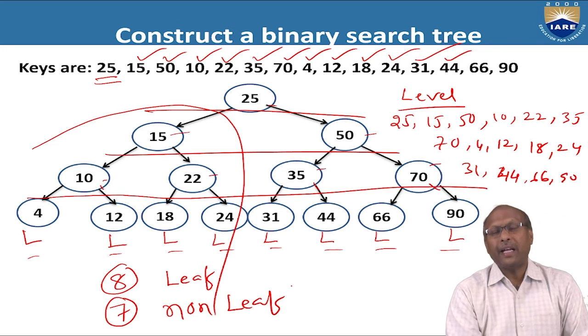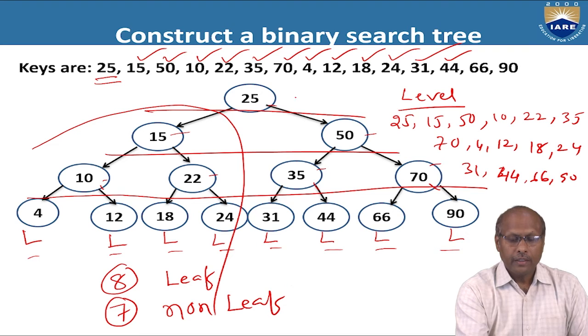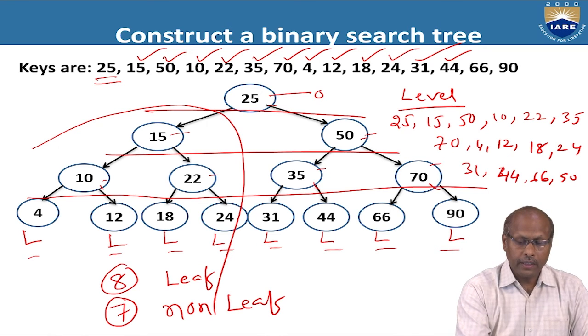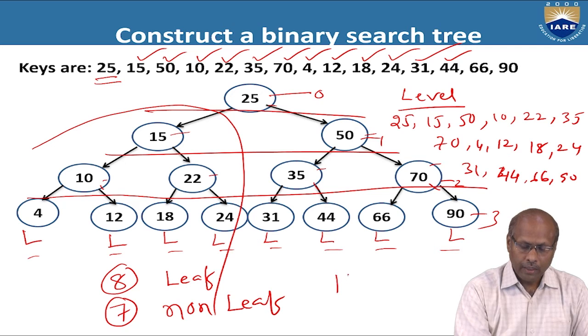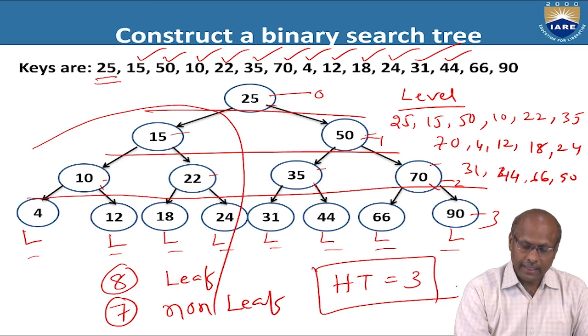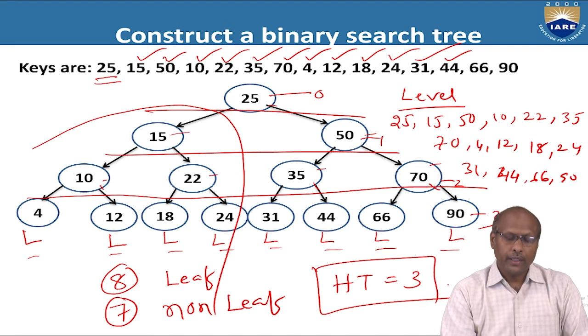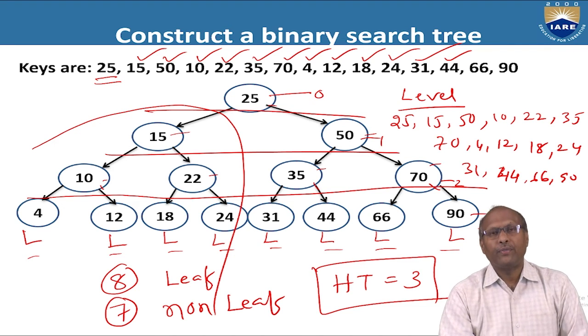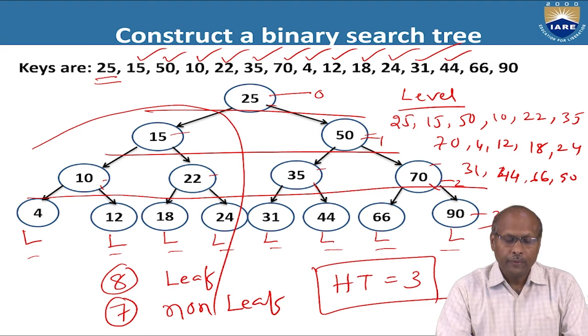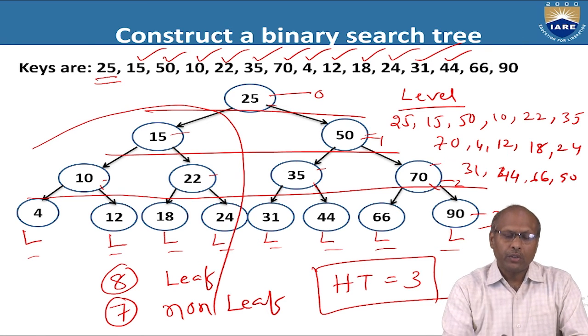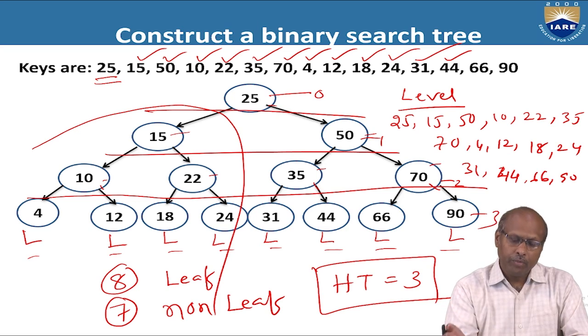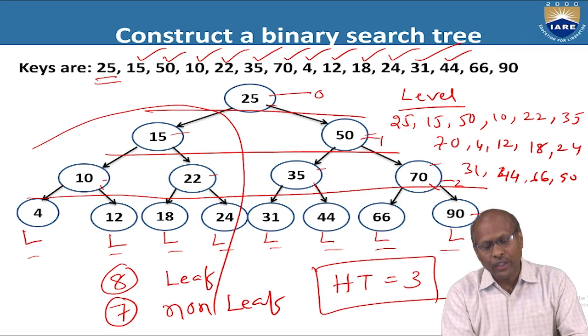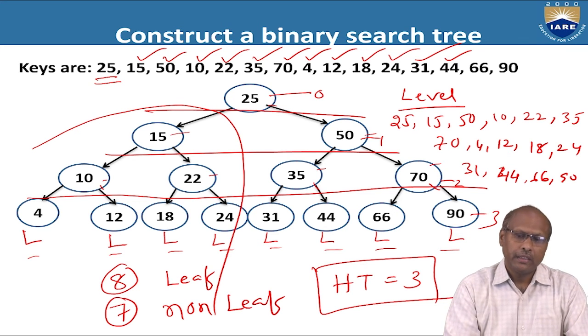And they may ask a question, what is the height of the tree? This is the 0th level, this is the 1st level, this is the 2nd level, this is the 3rd level. So height is 3. So after construction of the tree, you can decide what the height is, what the leaf nodes are, and what the non-leaf nodes are. Without construction, you cannot do it. Moreover, they will not give the tree directly. They will give only a set of values. So based on the values, you have to construct a tree. Then you have to decide which is leaf, which is non-leaf, and what the height is.